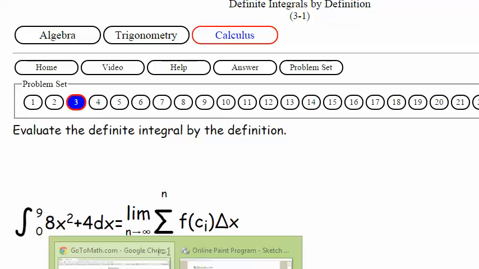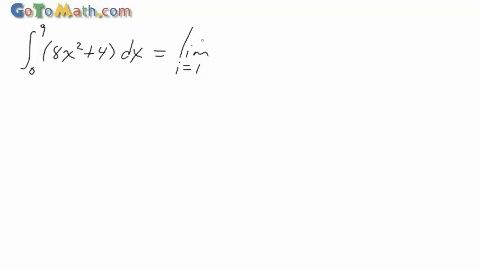Let's get over to the board. It's time for some mudslinging. We're doing the interval. We're going from 0 to 9 of 8x squared plus 4, dx. And yes, there's actually a whole lot shorter way of doing this than we're about to do here, but we got to do it because we got to weed out all those engineers that are going to convert over to politicians.